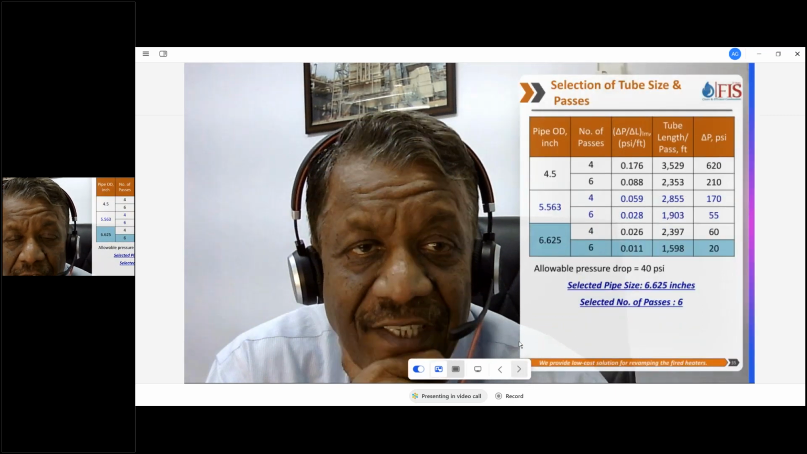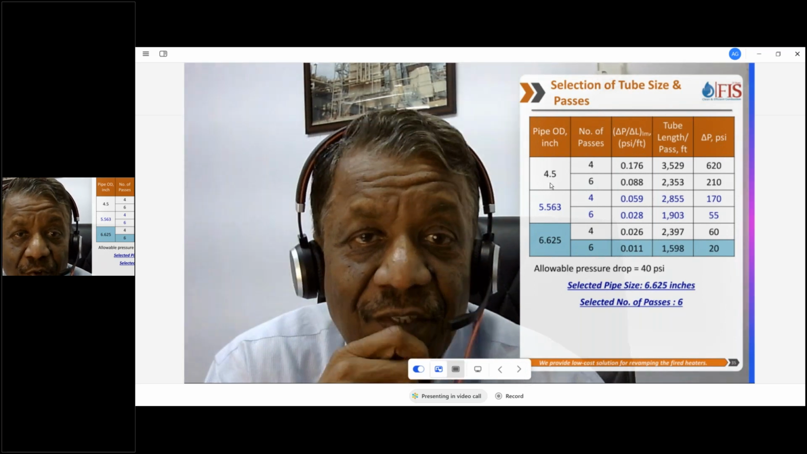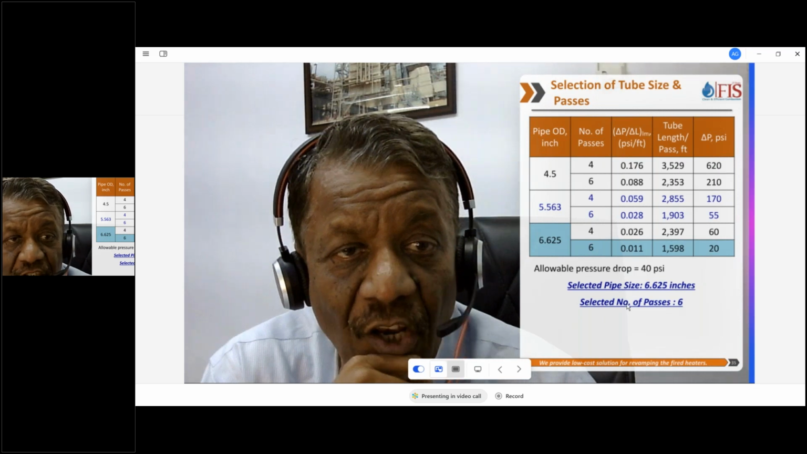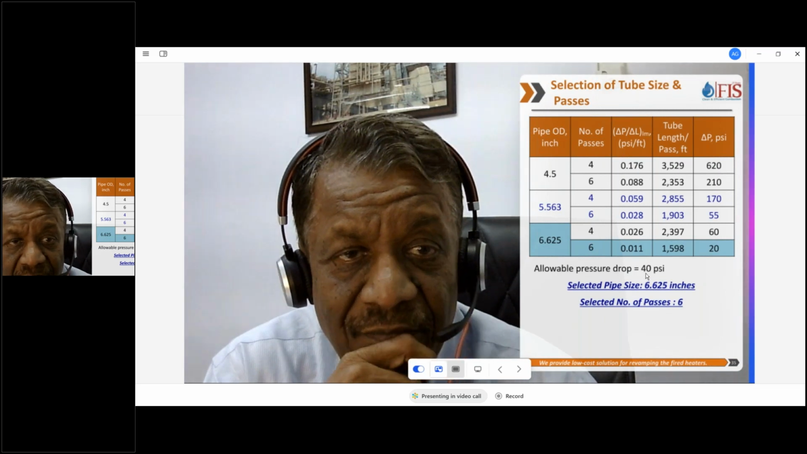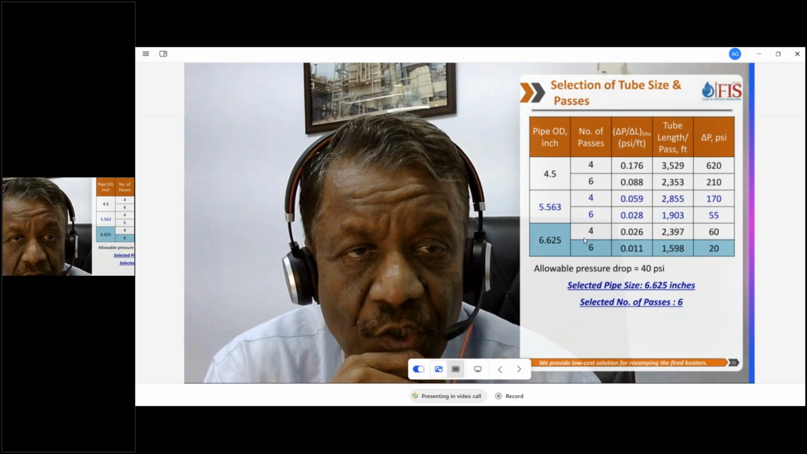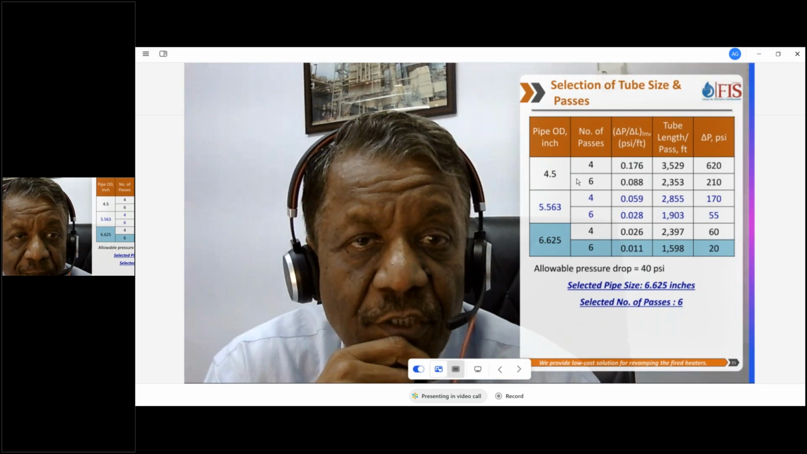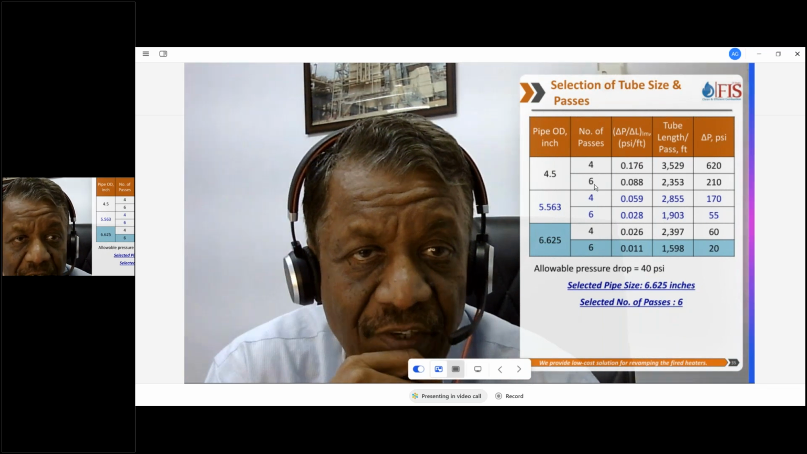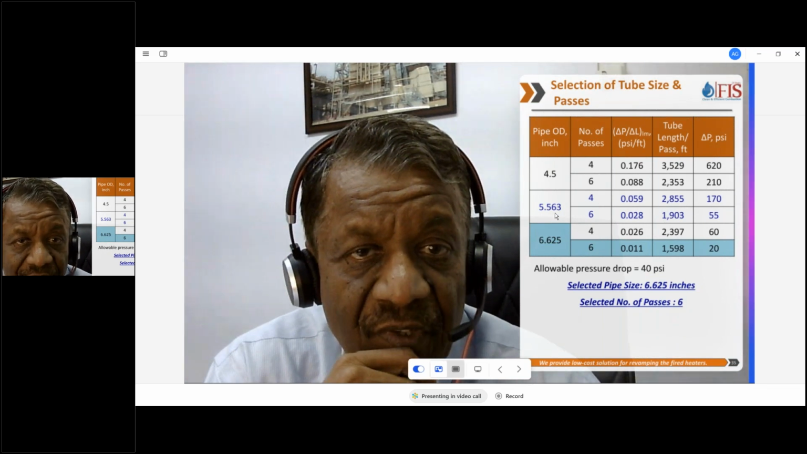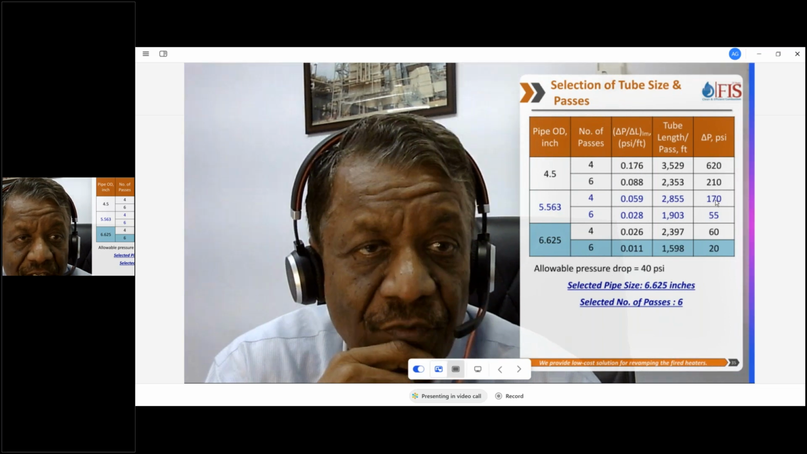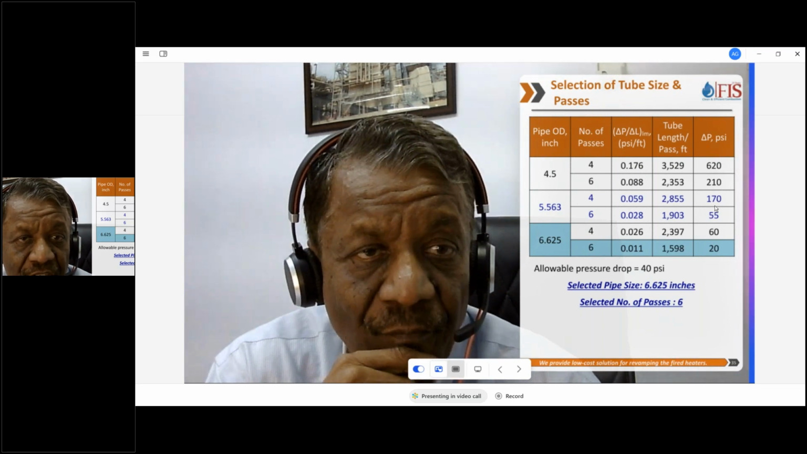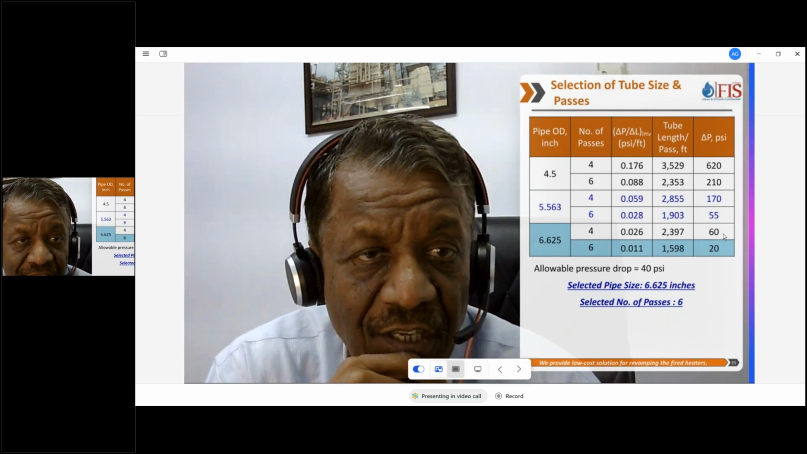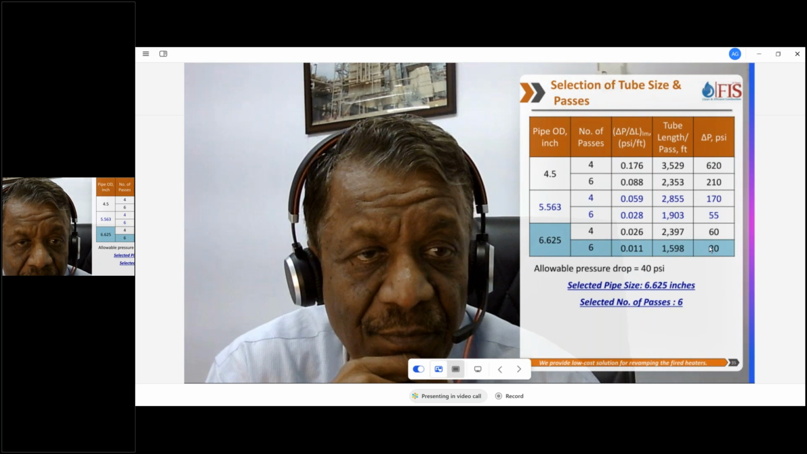Then they say, okay, 4-inch, 4 pass, the pressure drop is 620. Allowable pressure drop is only 40. So what will we do? 6 pass with 210, they are ruled out. Even 8 pass will be high. So 5-inch, okay, we get 170. 6-inch, 4 pass, we get 60. 6 pass, we get 20.